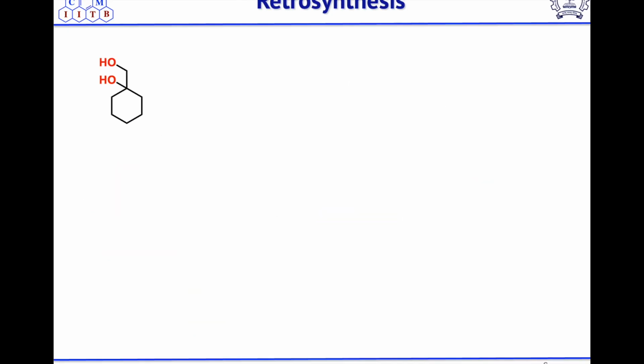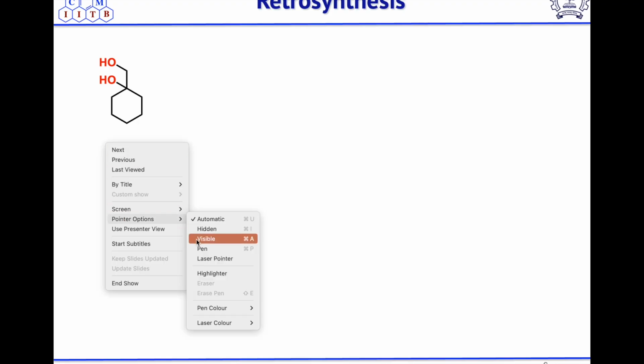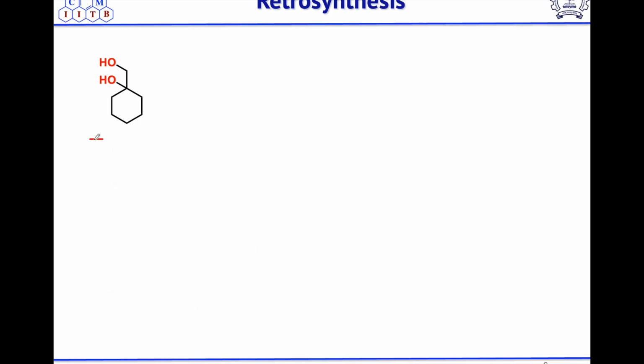On this slide we have another molecule for retrosynthetic analysis. This is our target molecule, right? If you see, what is this? It is having this 1,2-diol. In this 1,2-diol, one is a primary alcohol and this is a tertiary alcohol, right?